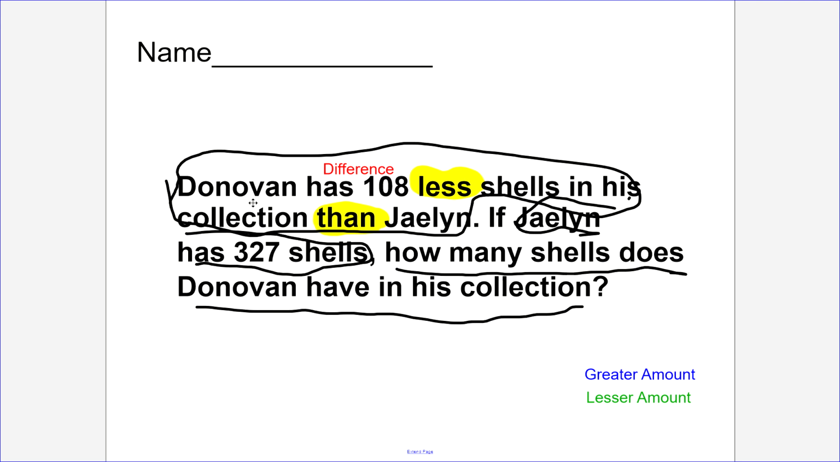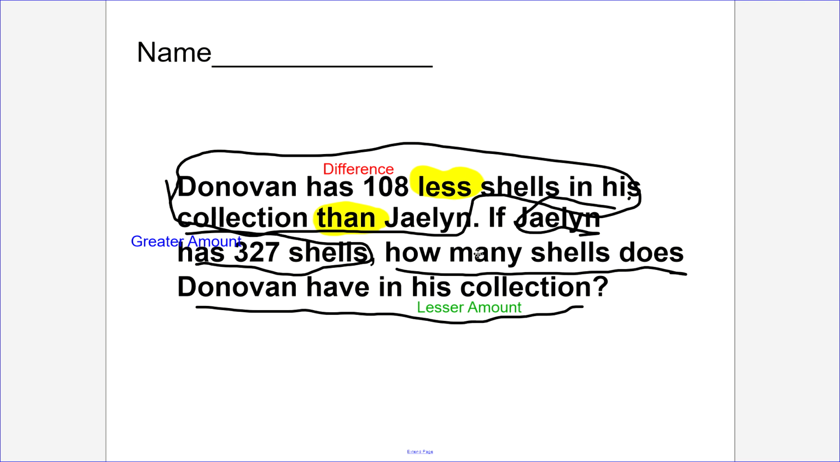The difference is telling us that Donovan has 108 less shells in his collection than Jalen. If Donovan has less shells, then that means that Jalen has to have more. Donovan has less shells, so Donovan is the lesser amount. If Donovan's the lesser amount, then Jalen has to be the greater amount. The question, how many shells does Donovan have in his collection, is asking about the shells Donovan has. It's asking about the lesser amount. Jalen's shells has to be the greater amount because Donovan is the lesser amount.